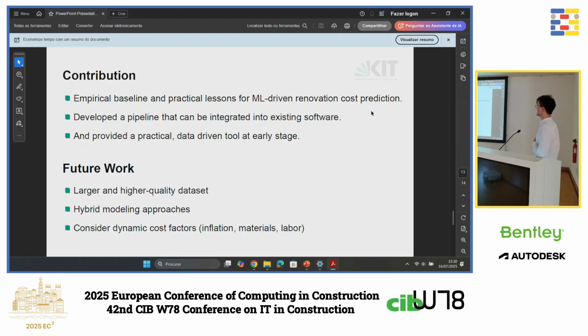For future work, we need much hard work to process the existing data sites, and we want to use hybrid models to provide not only reliable results but also easy interpretation of why a result is expensive or cheap. We also want to consider dynamic cost factors: inflation, material prices, and labor.